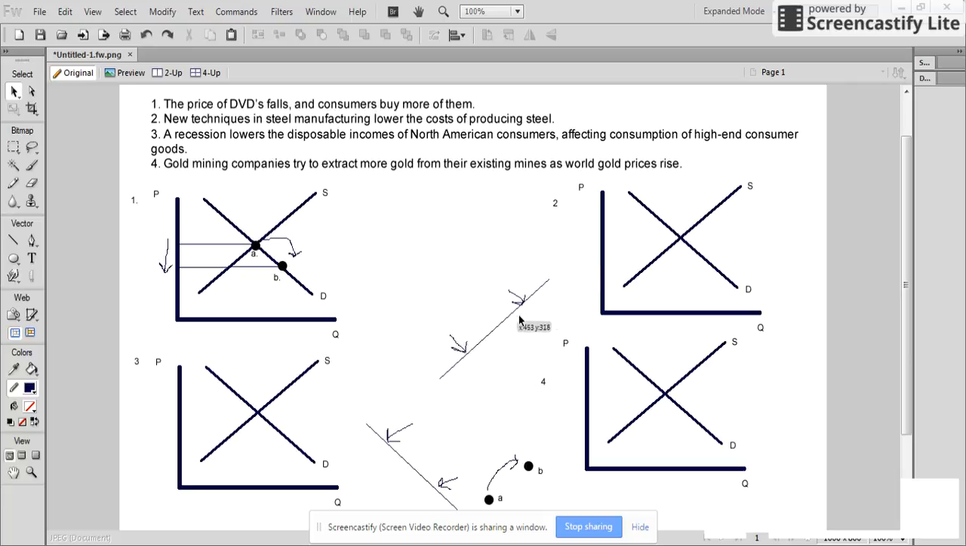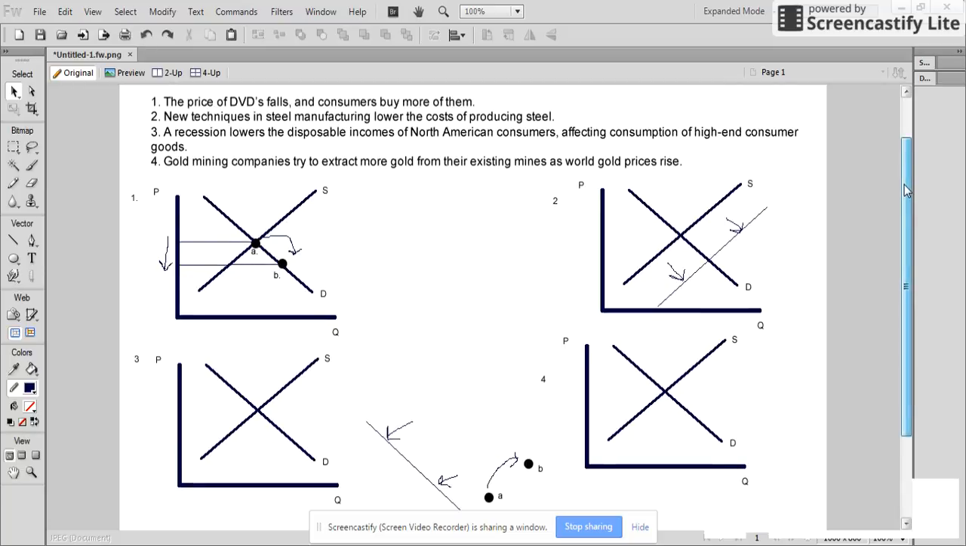So in this case, the entire curve is going to shift. Right? So we're going to see a shift to the right of the entire supply curve. So that's an increase in supply. We end up having an increase in quantity demanded, and we have a decrease in price due to the new technology.